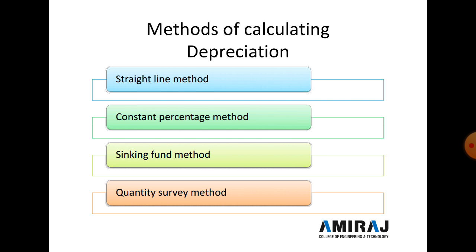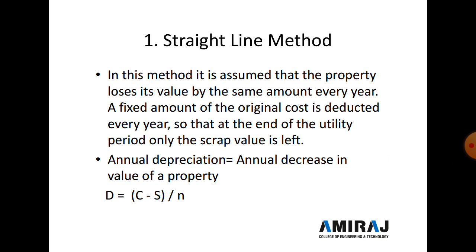So one by one we discuss on it. First is the straight line method. In this method, it is assumed that the property loses its value by the same amount every year. So a fixed amount of the original cost is deducted every year, so that at the end of the utility period only the scrap value is left. So the annual depreciation is equal to the annual decrease in the value of a property.